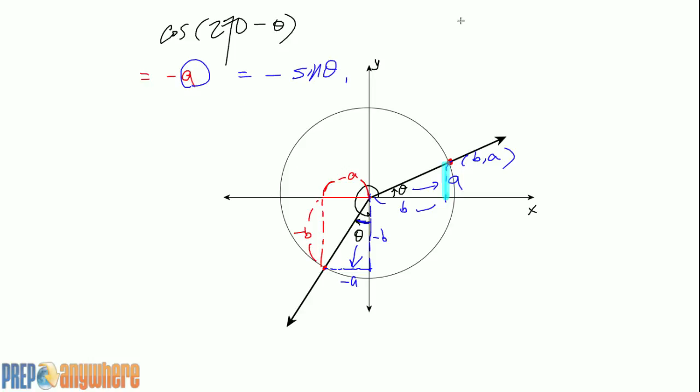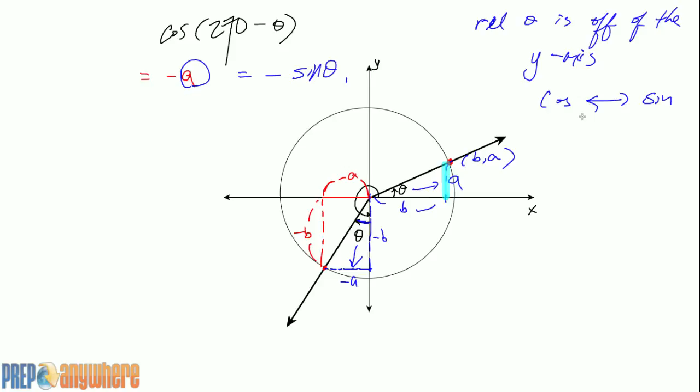Okay. Now, if your relative theta is off of the y-axis, you can see a pattern. Cosine changes into sine, and sine actually changes into cosine. It changes. Okay. The 180 minus relative angles, or 180 plus relative angles, it stays the same, but this one changes.